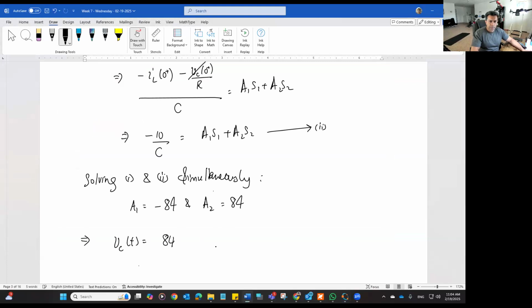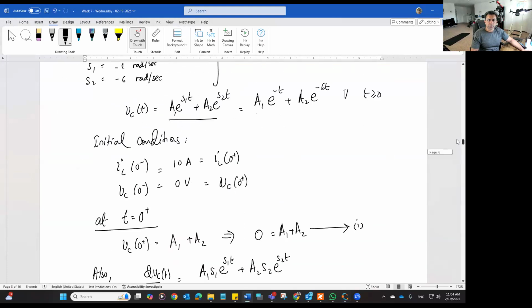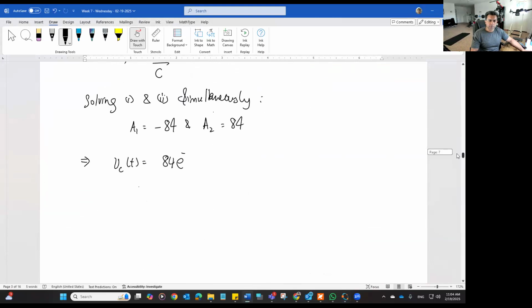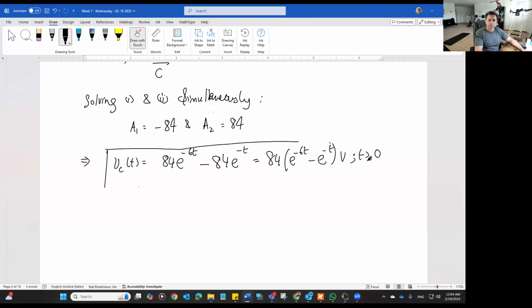So 84 e to the power negative, what were the S1 and S2 values? Negative 6 and negative 1. Negative 84 e to the power negative t, or 84 is common, e to the power negative 6t minus e to the power negative t, volts, for t greater than or equal to 0. So this is our capacitor voltage equation.